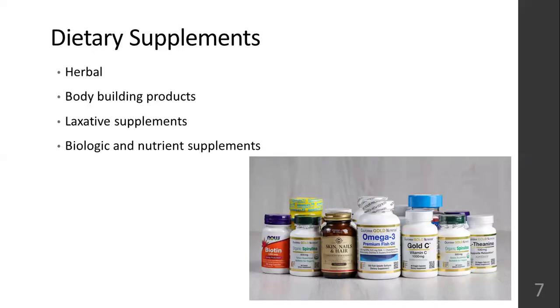Then you have biologic and nutrient supplements: your multivitamins, multimineral tablets, nail and hair health tablets, omega-3 fish oil tablets, vitamin C tablets. They all come under biologic and nutrient supplements.